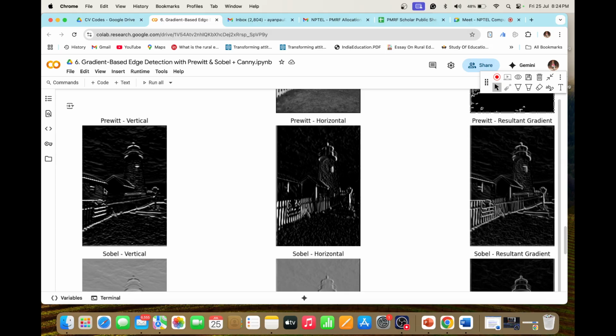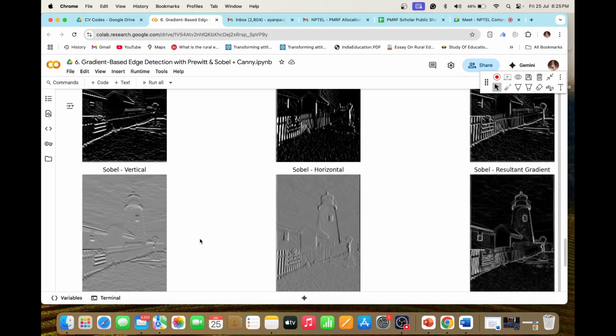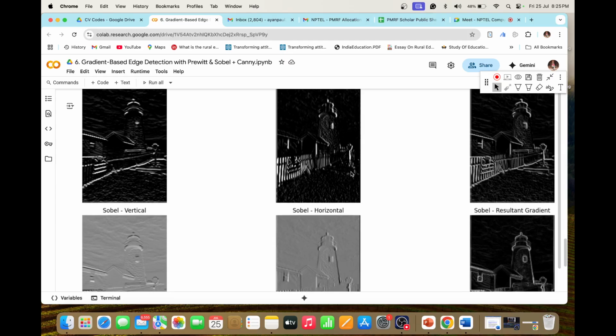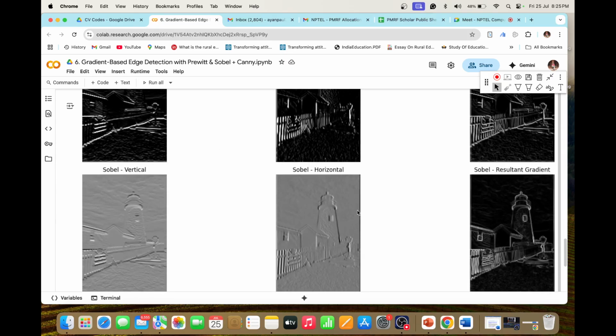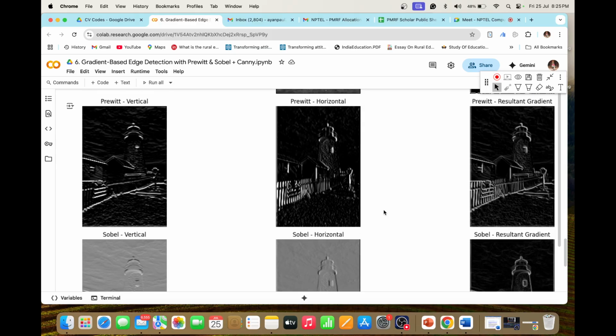So I think these names are changed. So this is horizontal, this is vertical actually, and this is the resultant. Similarly, this vertical, horizontal, and this is the resultant. This is the Prewitt operator, and this is the Sobel operator. And this is the resultant gradient. So this is the thing.